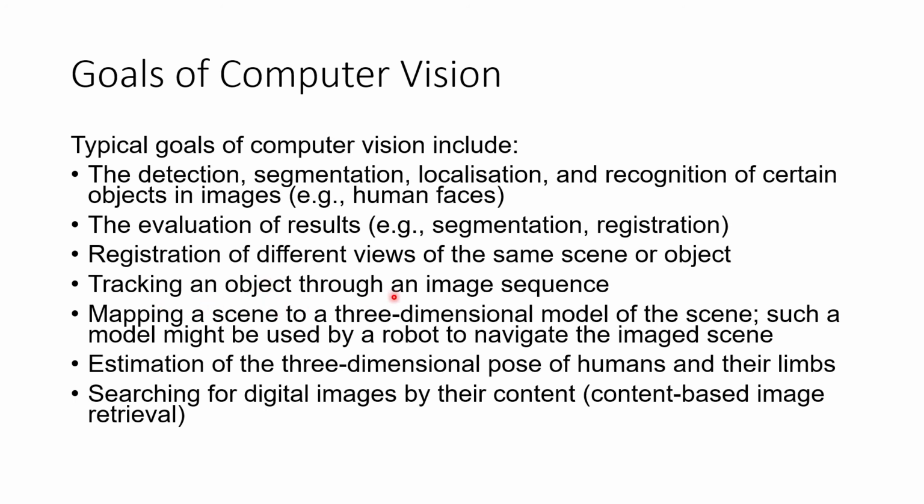Tracking an object through an image sequence, and mapping a scene to a three-dimensional model of the scene, such a model might be used by a robot to navigate the scene. Estimation of the three-dimensional pose of humans and their limbs. Searching for digital images by their content. This is very famous, and people have been using Google image search. Based on that, image retrieval is done.